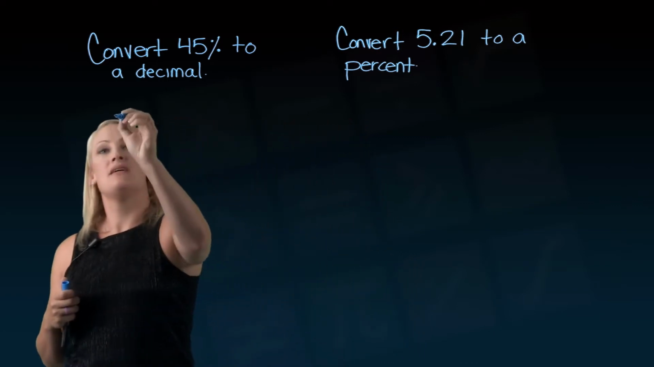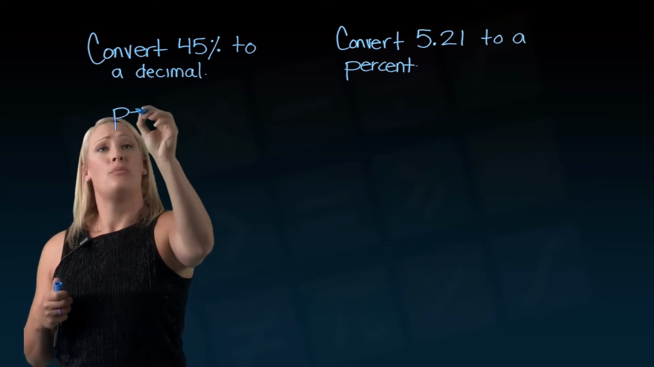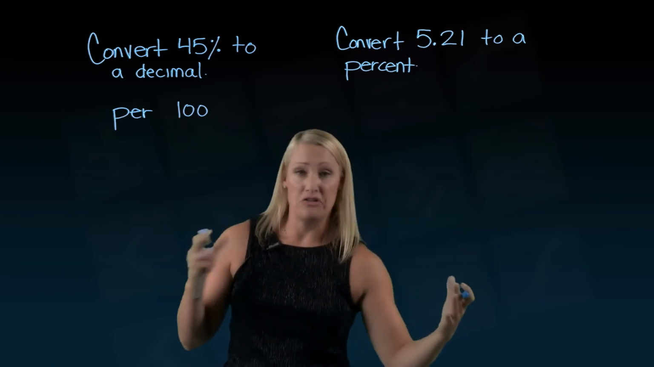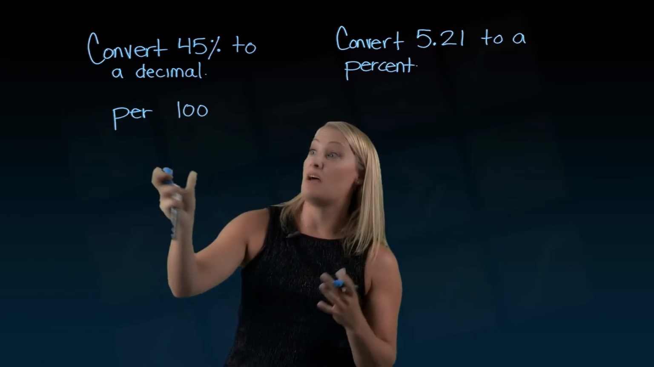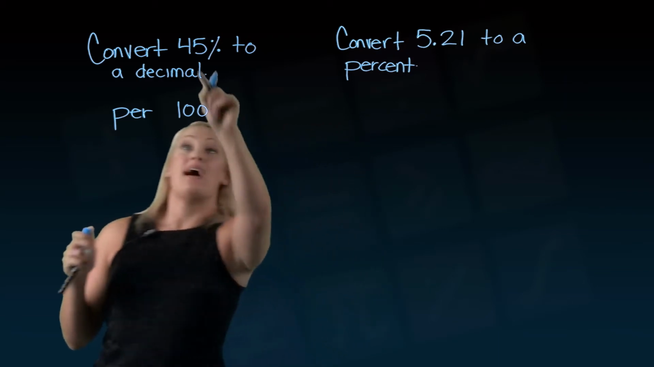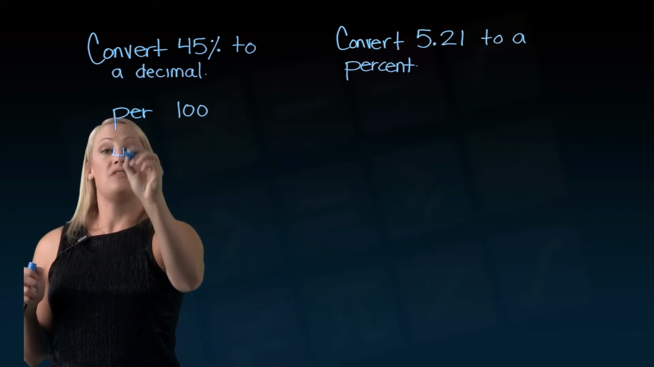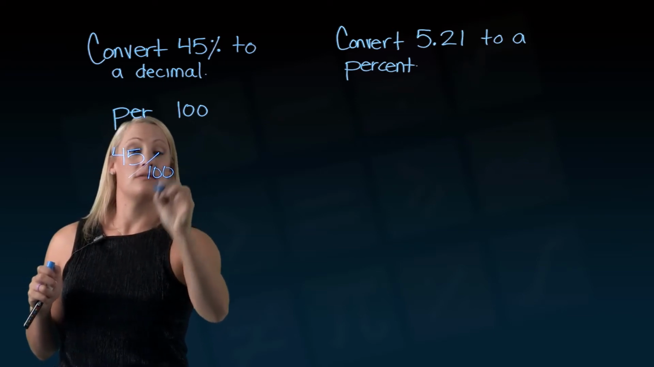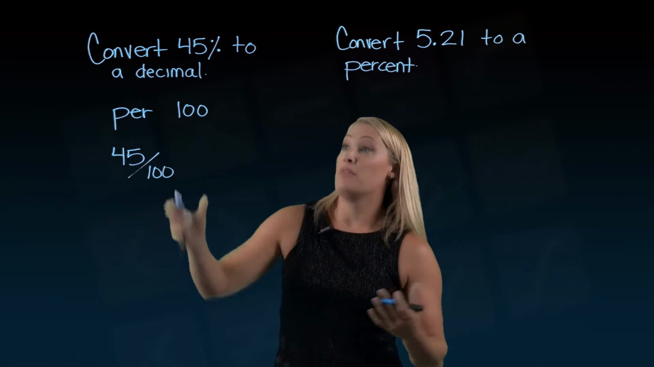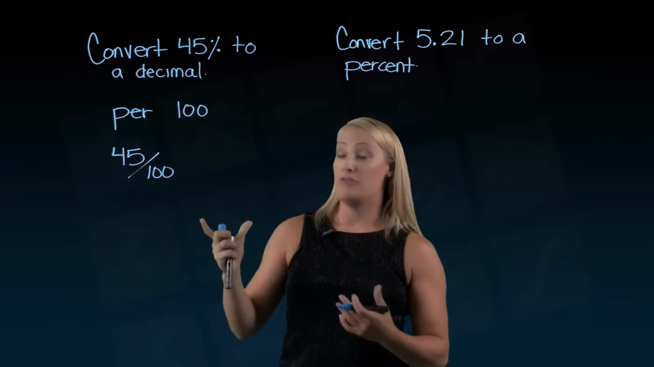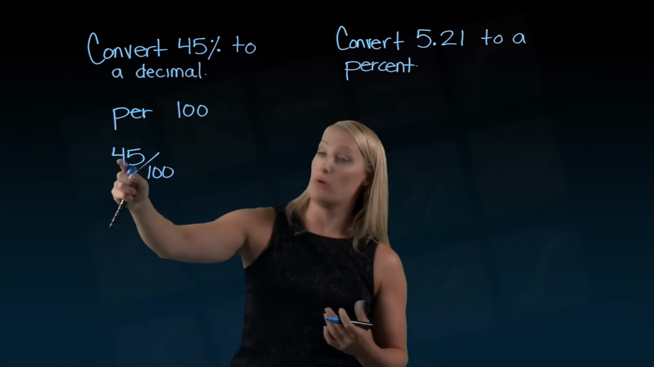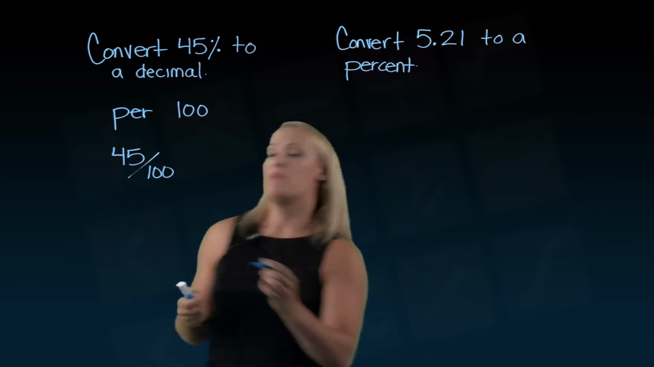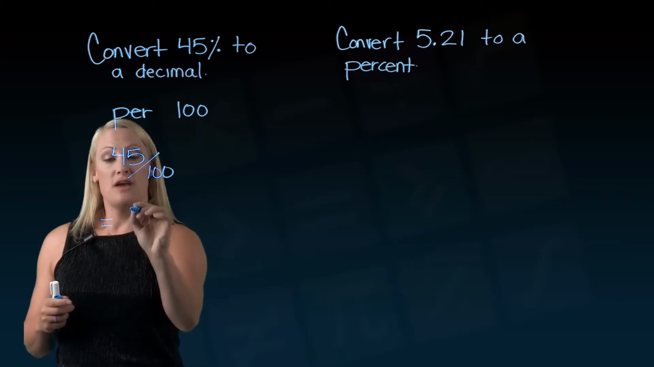Now, percent really means per 100. Cent, there's 100 cents in a dollar. Cent means 100, and per, if we look at that like this, 45%, we could actually write that as 45 per 100, which is the fraction form. And then if you were to take your calculator and do 45 divided by 100, you would get that in decimal form.